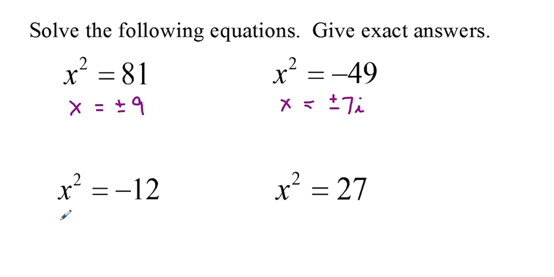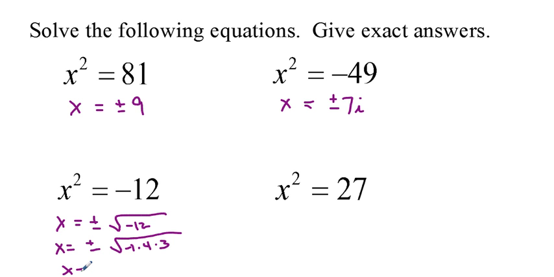Negative 12 should look familiar, but we'll take an extra step. So we'll do x equals plus or minus the square root of -12, and we can write it out like we did before. Let's see, negative 12 is negative 1 times 4 times 3. So x equals plus or minus, let's see, the square root of 4 is 2, the negative 1 is i, and then I have root 3.